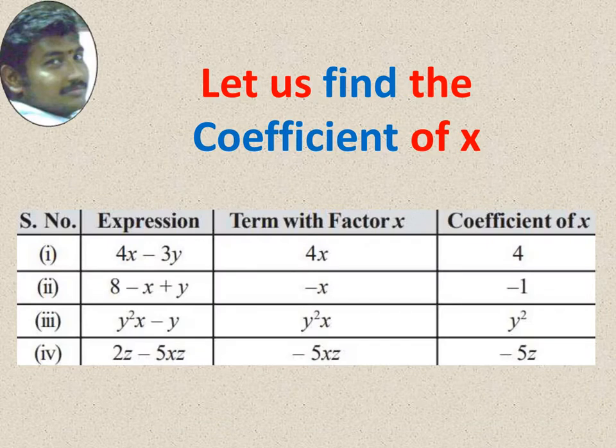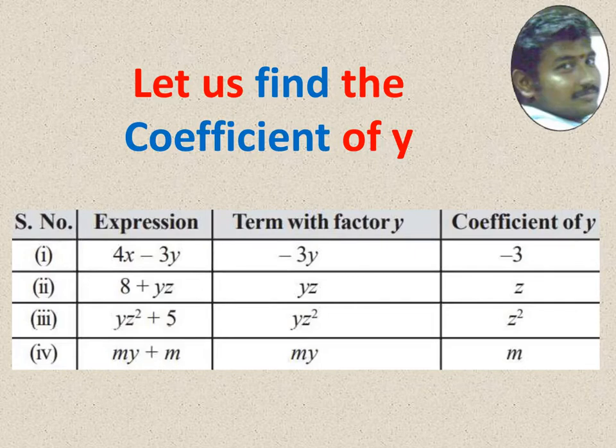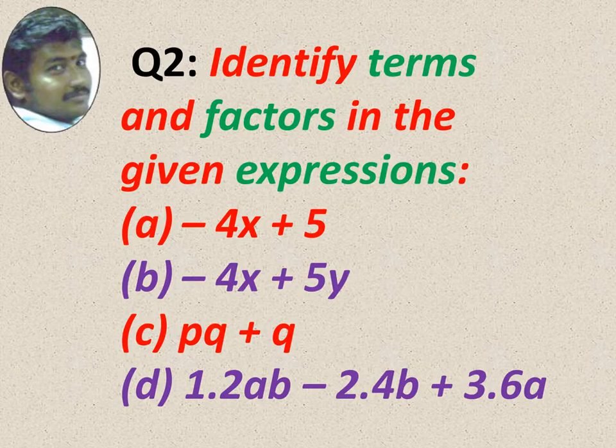Likewise, let us find the coefficient of x. For x alone, in 4x the coefficient is 4, in minus x the coefficient is minus 1, in y square x the coefficient is y square, in minus 5xz the coefficient is minus 5z. So excluding x, whatever factors are there with x, that we say is the coefficient. The same way for y: in minus 3y the coefficient is minus 3, in yz the coefficient is z, in yz square the coefficient is z square, in my the coefficient is m. Based on the variable we choose, the remaining factor is what we say is the coefficient.